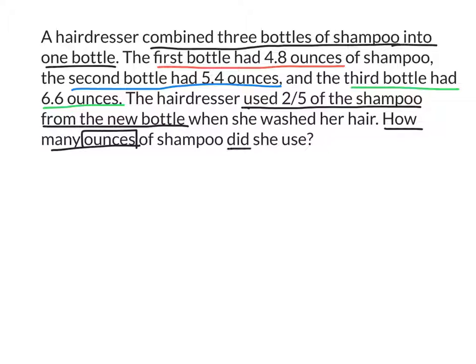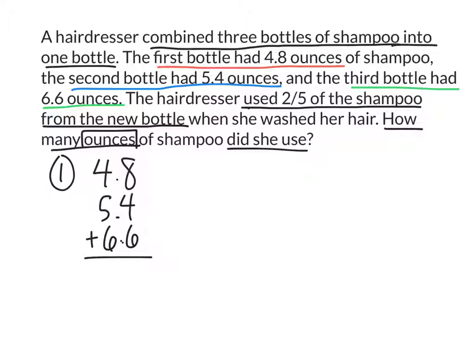Alright, so the first thing, you might have figured is that we need to combine these bottles together. And when you do that, make sure your decimal points are lined up. Always when you add or subtract decimals. So 16.8 ounces altogether. Ounces, they abbreviate sometimes OZ. So 16.8 ounces, and then she used 2/5 of the shampoo.